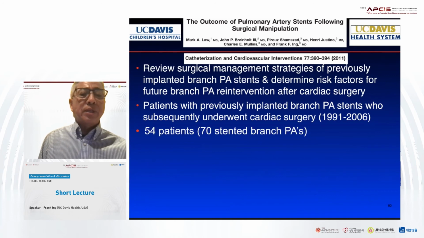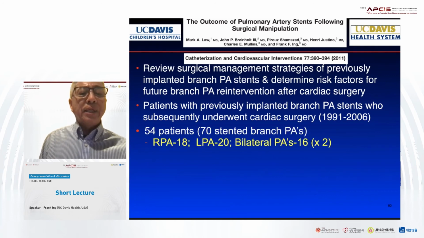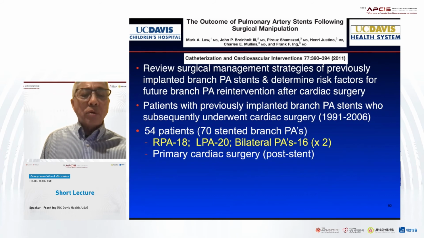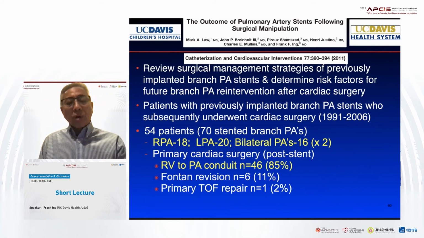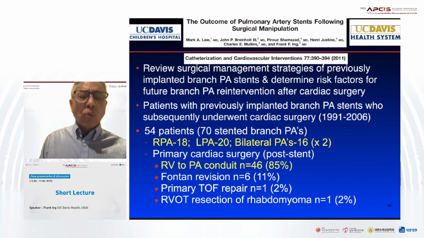54 patients, 70 stents, and you see that 18 in the right, 20 in the left, and about 16 that were bilateral. And of course, for some of the smaller kids, the patients went for primary cardiac surgery. After the stenting initially, some of them were for a conduit changeout, some were for Fontan revisions, and then primary TET repairs and one resection.